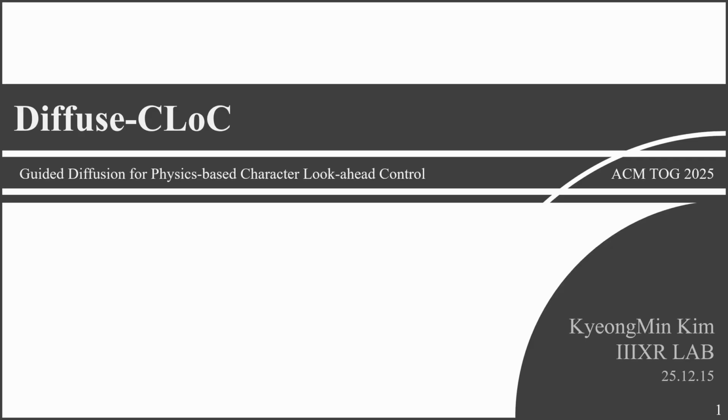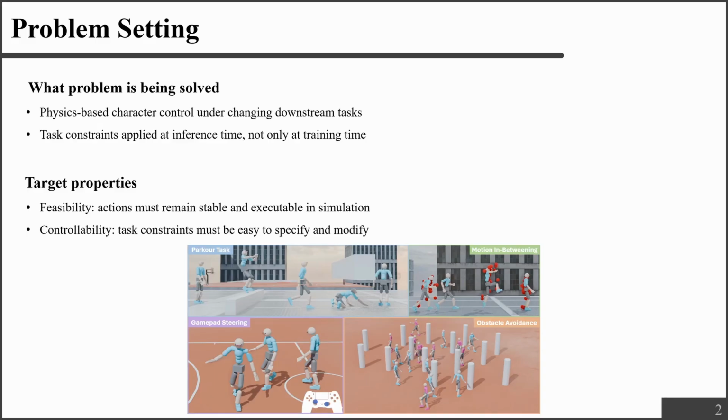Hi, today's topic is Diffuse-CLoC, a method that uses guided diffusion to perform physics-based character control with look-ahead planning. Physics-based character control means we generate actions that are executed by a physics simulator. The simulator enforces dynamics, context, and external forces. In this setting, we care about feasibility. The action sequence must keep the character stable and physically plausible in simulation.